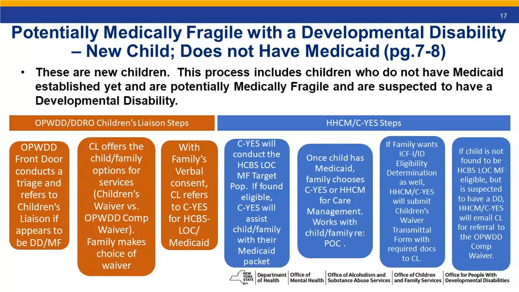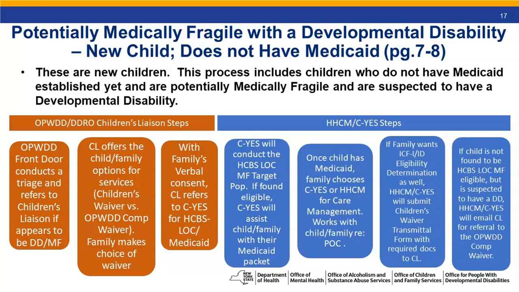Now the second blue box. Once the child has Medicaid, the family chooses CES or the health home care manager for care management. And whichever is chosen, they work with the child and family regarding their plan of care. If the family wants ICF-I eligibility determination as well, as I mentioned on the previous slide, the health home care manager or CES will submit the children's waiver transmittal form with all of the required documentation to the children's liaison.